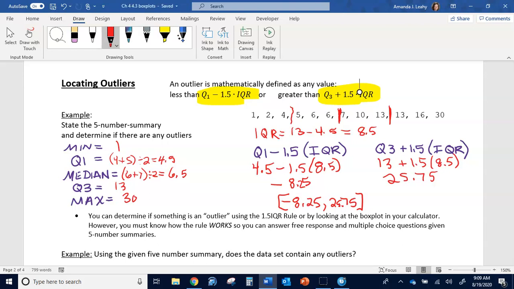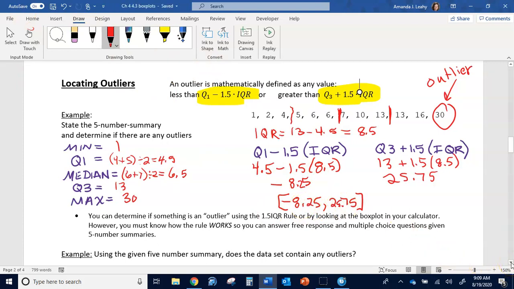So on the lower end of our fence is negative 8.25. My lowest number is 1, which means that there are no low outliers because there are no numbers that are less than negative 8.25. On the upper end, however, this number 30, that is larger than my upper boundary, 25.75, which means that this 30 here is going to be an outlier. Okay, so we have a high outlier at 30. So if something ends up outside your outlier fence, it is going to be an outlier.